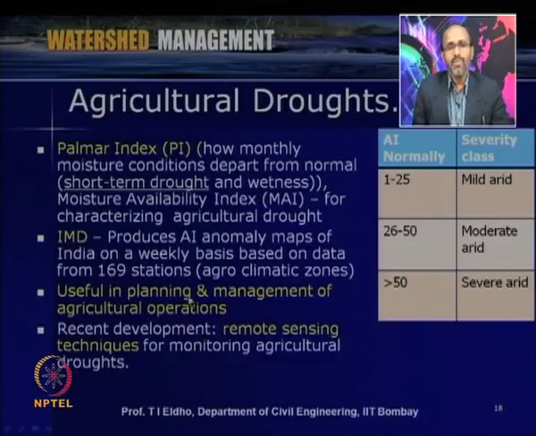And recently we can use remote sensing techniques also to identify whether there is agricultural drought or whether the area is arid. With remotely sensed data, it can be either microwave or a specific type of remote sensing data. That shows the soil moisture variation in the soil. So, this can be used for monitoring agricultural droughts. So, this is about agricultural droughts.